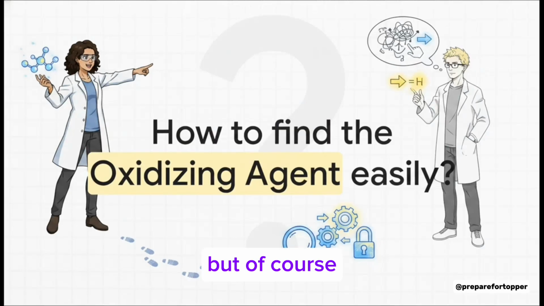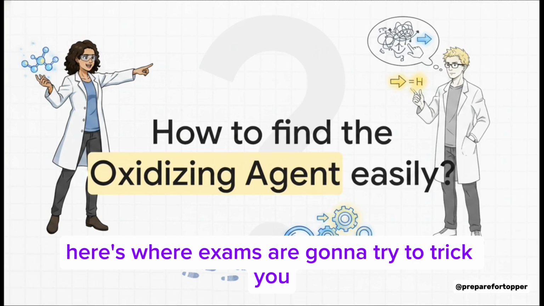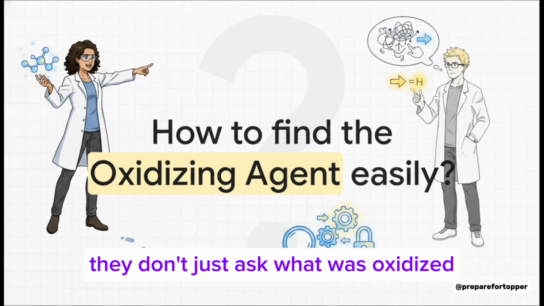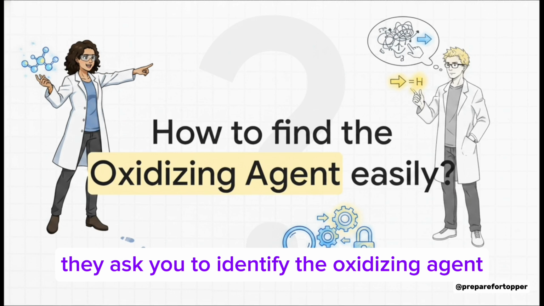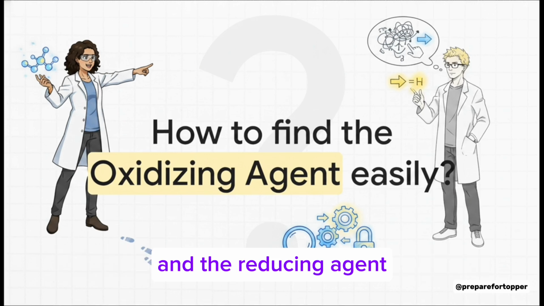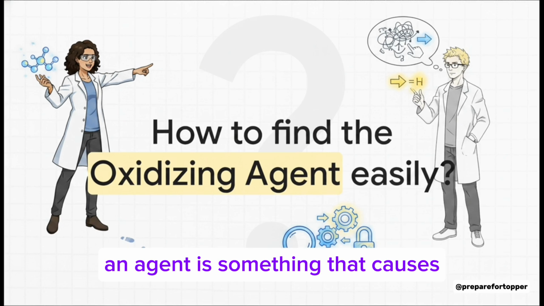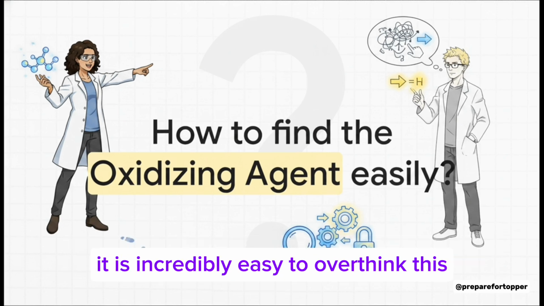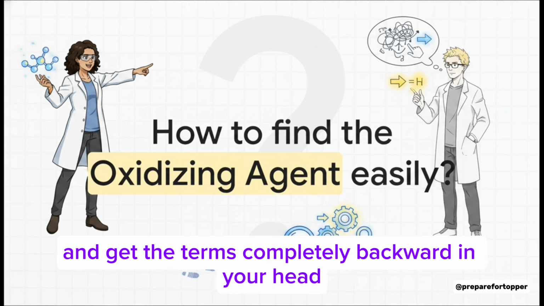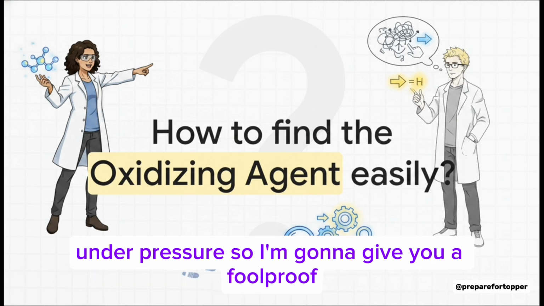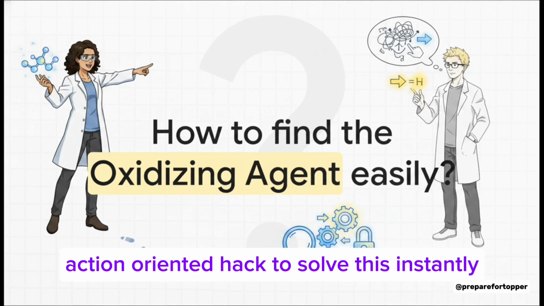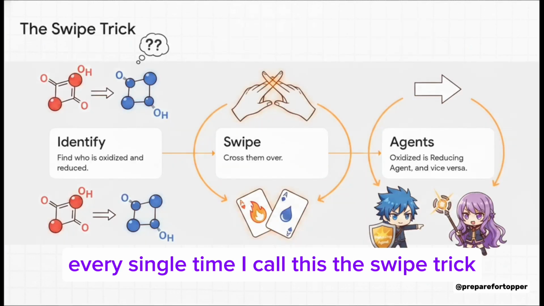But, of course, here's where exams are going to try to trick you. They don't just ask what was oxidized. They ask you to identify the oxidizing agent and the reducing agent. An agent is something that causes something else to happen. And let me tell you, it is incredibly easy to overthink this and get the terms completely backward in your head under pressure. So I'm going to give you a foolproof, action-oriented hack to solve this instantly every single time. I call this the swipe trick.